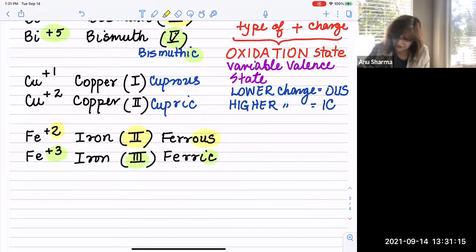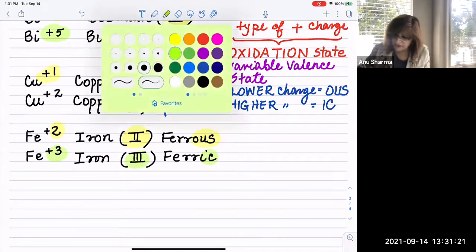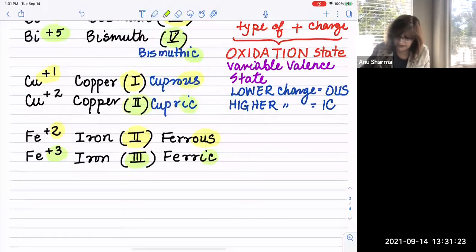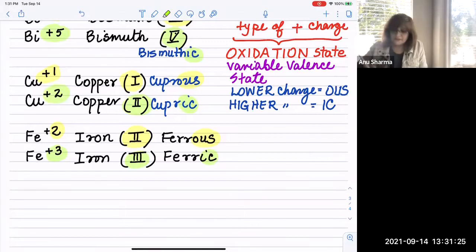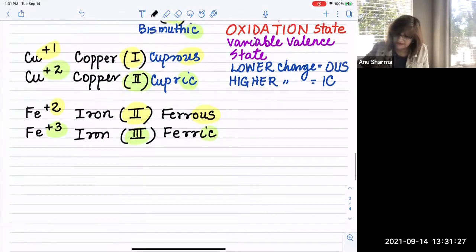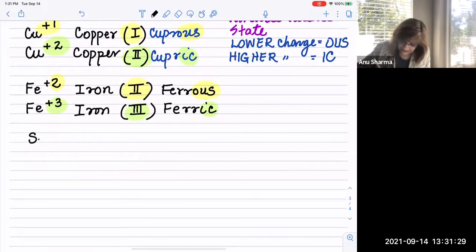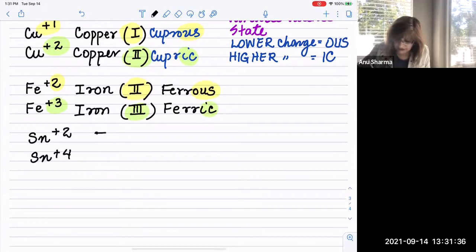Okay, so the lower is, this is the lower, and the higher is, I'm going to put this in green color, -ic, plus and +2. All right, besides that, let's look at another one. Tin. So Sn in +2 state and Sn in +4 state. So this becomes tin(II), and this becomes tin(IV).